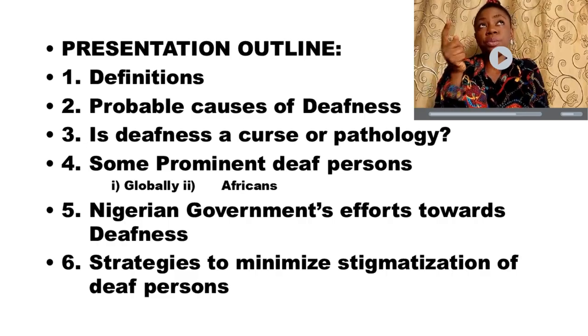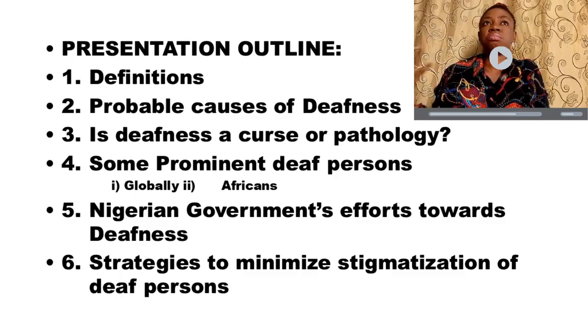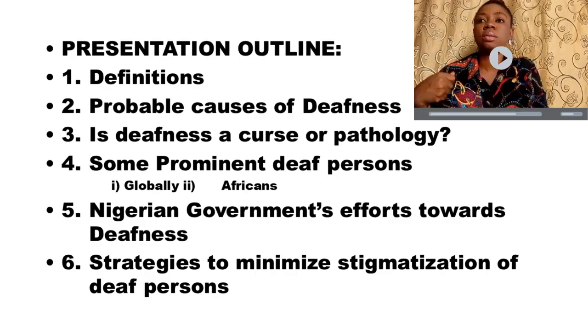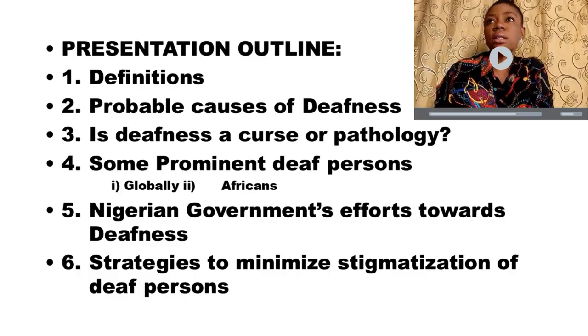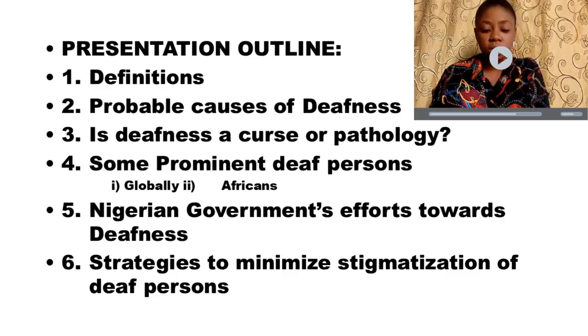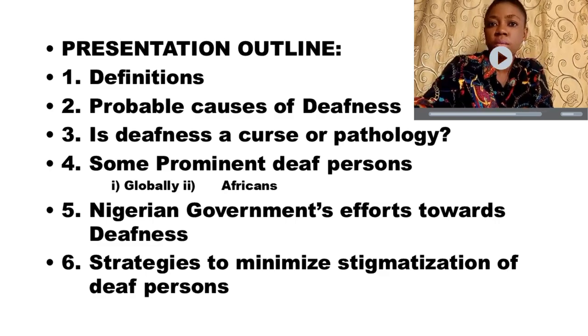And then we'll be able to understand the probable cause of deafness and if deafness is a pathology or a cause. Then we would review success stories of prominent deaf persons globally and in Africa, and then we'll narrow it down to Nigeria. Then we'll look at the Nigerian government's efforts towards deafness and the strategies that have been put in place to minimize stigmatization of deaf persons.